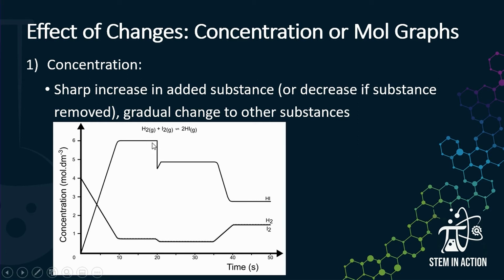We have a sharp decrease in our products. Right, remember this started from 0, so this is our product, and there's a sharp decrease which tells us some of the product was removed. So if we remove some of the product, the reaction that produces more of the product is going to be favored, and so that will be the forward reaction, and therefore we see an increase in the product and we would see a decrease in the reactants.